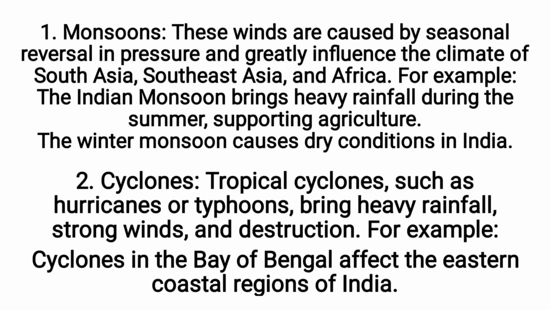Number 1, monsoon. These winds are caused by seasonal reversal in pressure and greatly influence the climate of South Asia, Southeast Asia and Africa. For example, the Indian monsoon brings heavy rainfall during the summer, supporting agriculture. The winter monsoon causes dry conditions in India. Number 2, cyclone. Tropical cyclones such as hurricanes or typhoons bring heavy rainfall, strong wind and destruction. For example, cyclones in the Bay of Bengal affect the eastern coastal region of India.